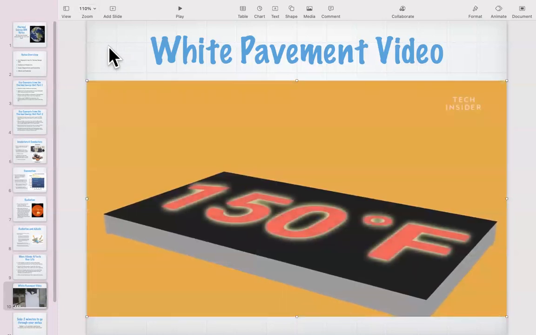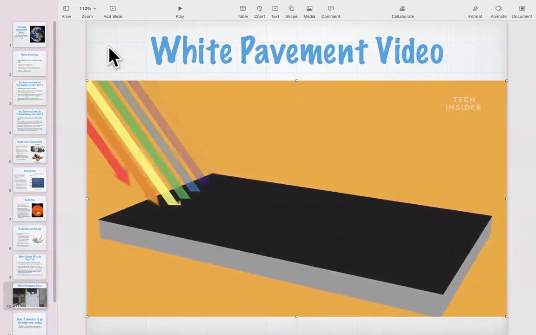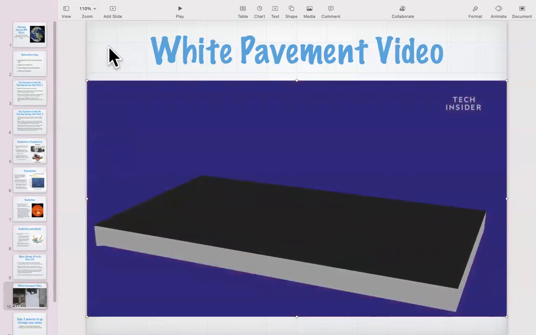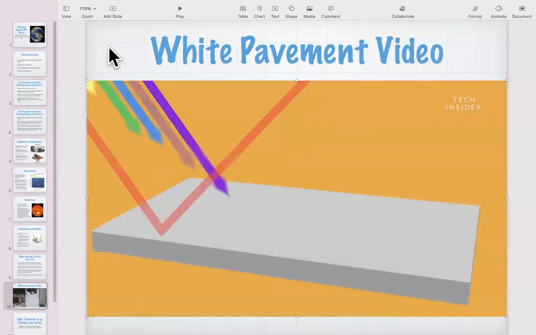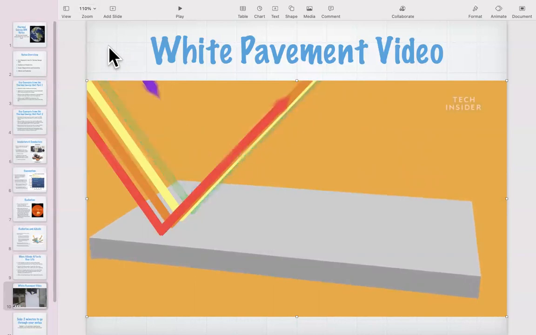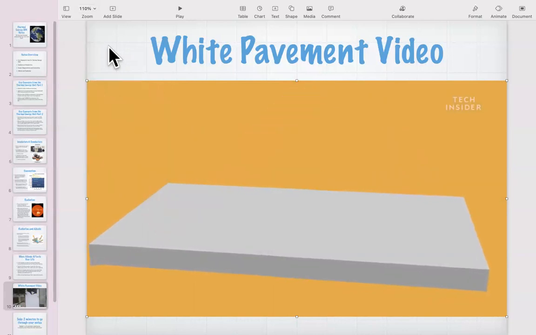Surface temperatures can reach up to 150 degrees, and since asphalt is an insulator, it traps that heat over the course of the day. Then at night, when the air is cooler, the heat radiates away. Lighter surfaces, on the other hand, absorb fewer wavelengths and reflect the rest. That way, all that energy isn't absorbed, and surface temperatures won't rise as much.